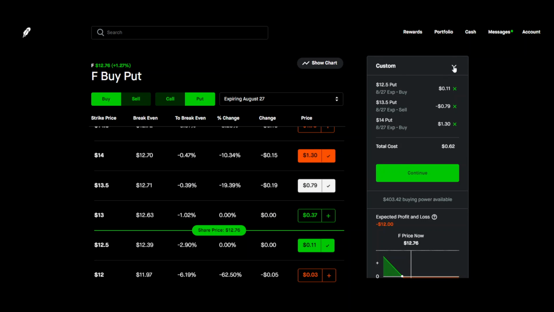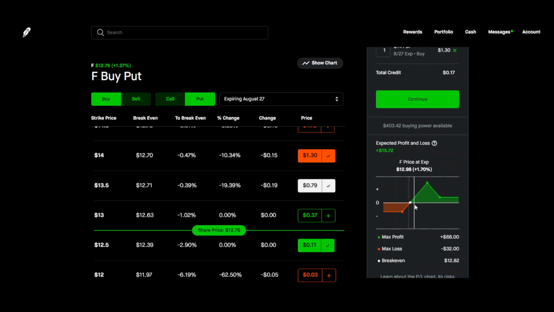So we're going to come over here. We're going to click this drop down. We're going to click custom. We're going to come over here, highlight this. We're going to sell 2. Find the one that says sell, and you're supposed to set the 2. And then this is what you should see. This is called a broken wing.